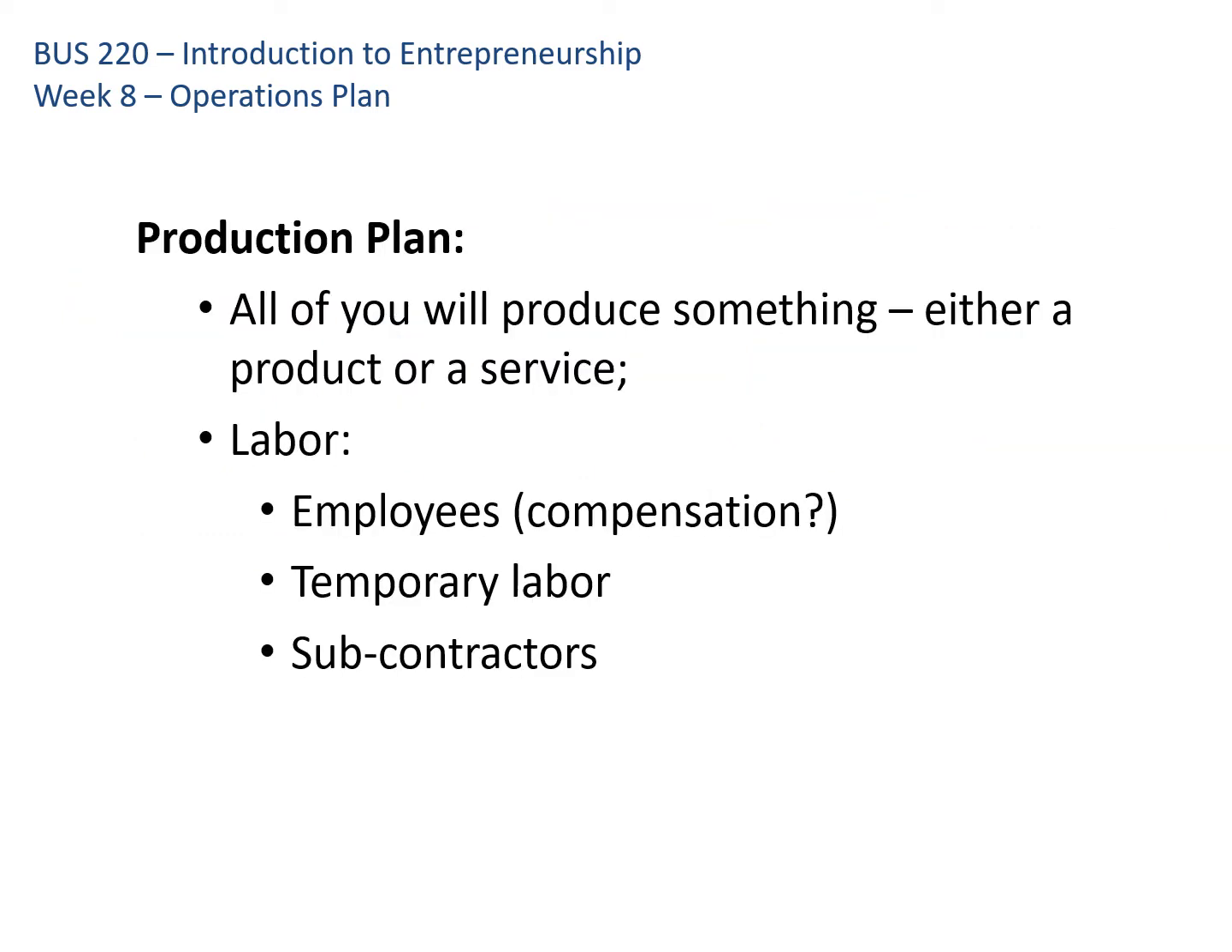Now, all of you are going to produce something. Some of you are just producing a product. Some have a combination of a product and a service where you offer entertainment or experiences for customers in addition to the product that you're offering. So that's going to involve labor, and you have to make some decisions about how you're going to handle that. You could choose to hire employees, and in that case, you'd have to think about what their compensation might be.